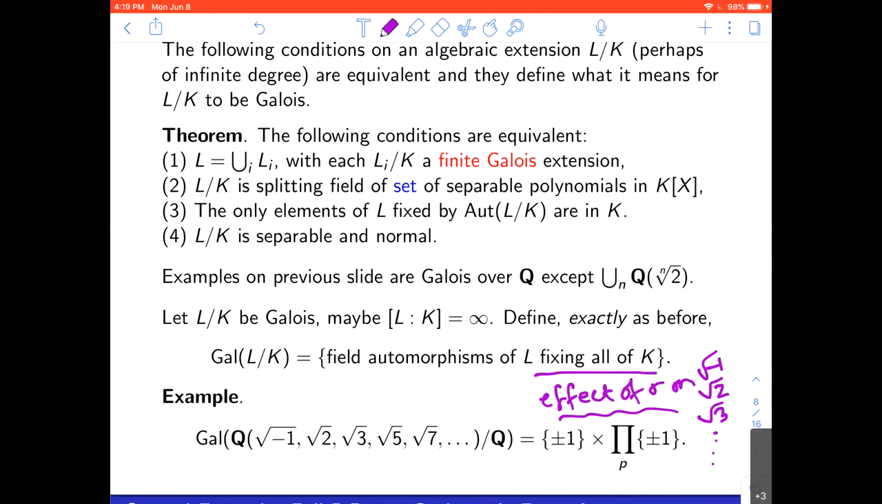And because these different square roots are kind of independent of each other, these choices of plus or minus signs, you can pick them however you wish. And any sequence of plus or minus signs really does give you an automorphism of the whole field. So this Galois group is just simply all plus or minus signs indexed by the primes and minus 1 there. Okay, so a countable product of plus and minus signs. There's an example of an infinite Galois group. Seems pretty simple. Okay, nothing really huge going on there.